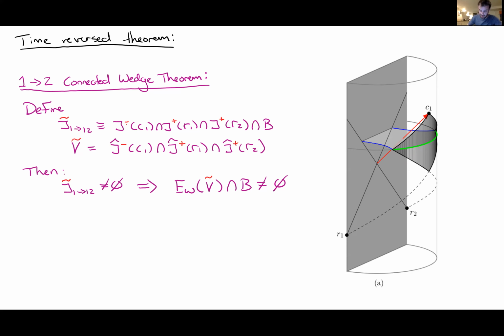So now the theorem looks like this. I have R1 and R2 that are at some early time, and then C1 at some late time. And then we check, if these meet up on the brane and then get out to C1, then that means that this region up here will attach to the brane.